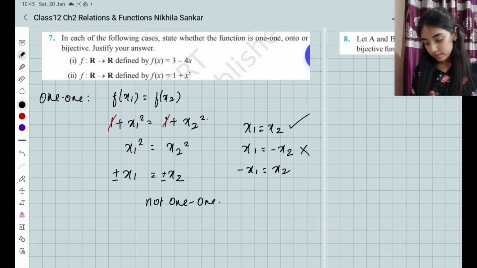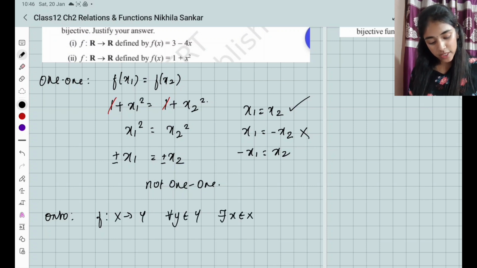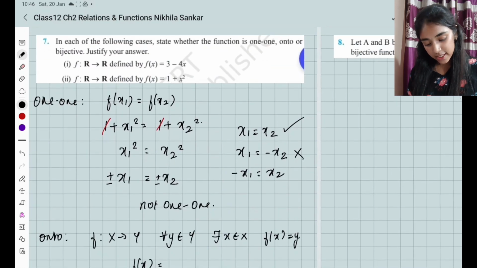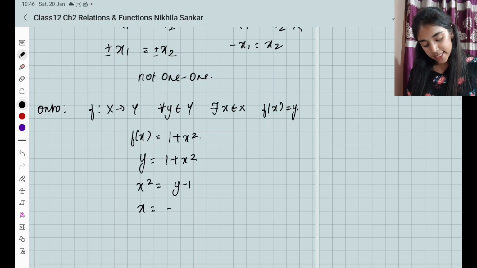Understood? When you talk about an onto function, onto can have a function from X to Y. For every y belonging to capital Y, there exists x belonging to capital X for which f of x equals y. So what should we write here? You have f of x equals 1 plus x square, so y equals 1 plus x square. So x square equals y minus 1, and x equals plus or minus square root of y minus 1.